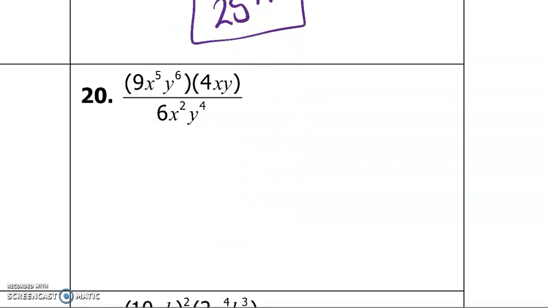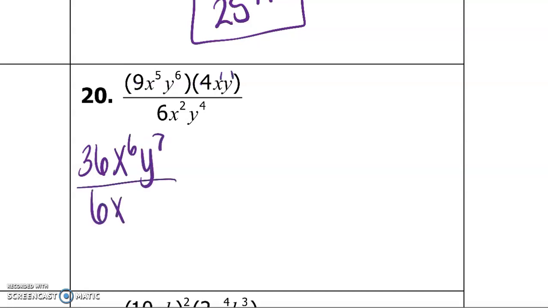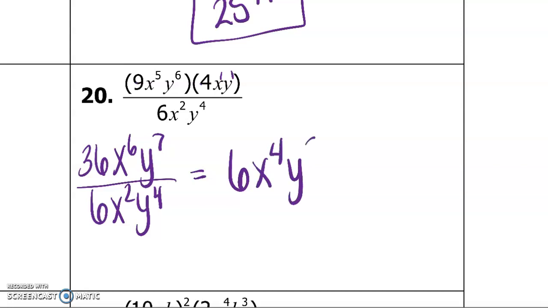Number 20, you need to multiply across the top first. So 9 times 4 is 36. X to the 6th, we add our exponents, y to the 7th. Over 6x squared, y to the 4th. Now we divide. 36 divided by 6 is 6. Subtract to get x to the 4th, y to the 3rd.